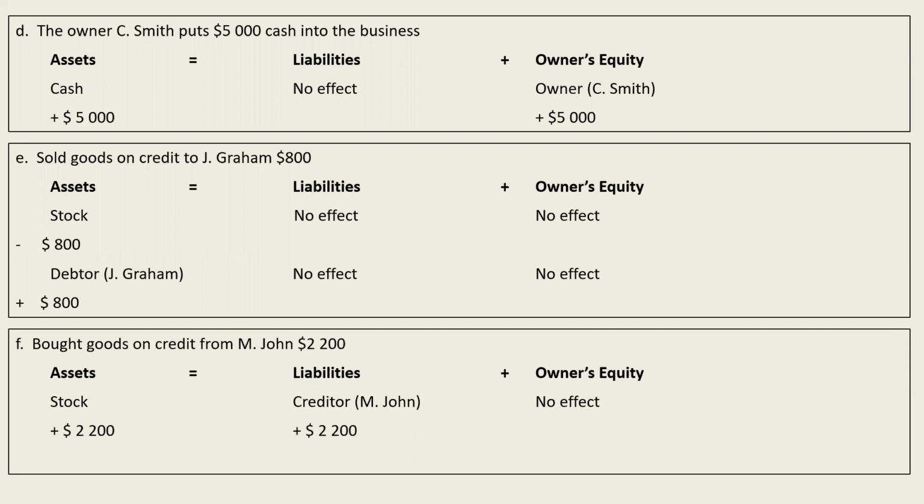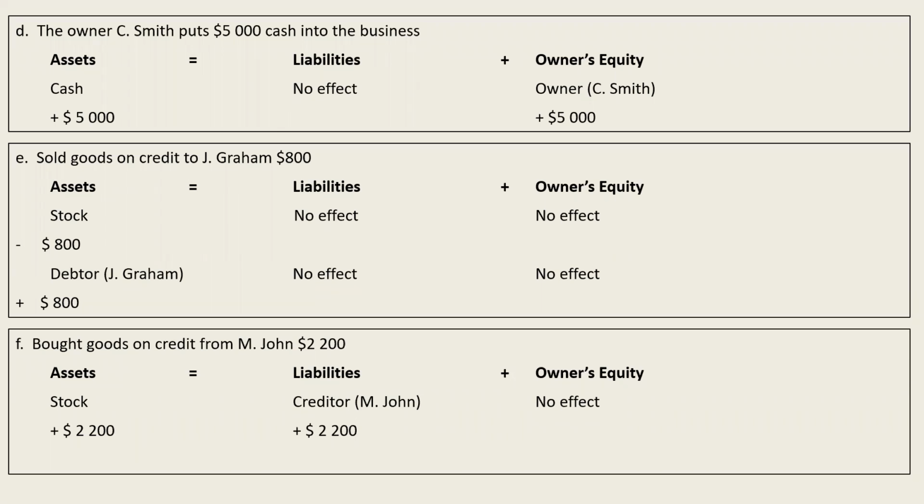So for instance, if the owner had put, let's just say, $20,000 as capital into his business, and he came after and he put $5,000 more, then it means that his capital is now going to be $25,000. So you are showing under assets where the business received $5,000 from the owner. And of course, the owner's capital is also going to be increased by $5,000. Hence the reason for the two plus signs you're seeing under assets and owner's equity. Okay, hope that is clear. E: sold goods on credit to J. Graham, $800.